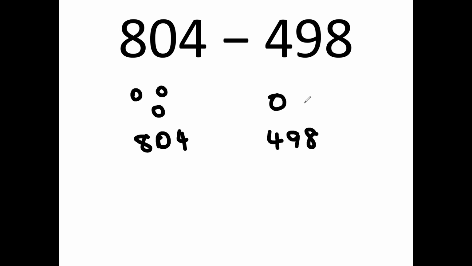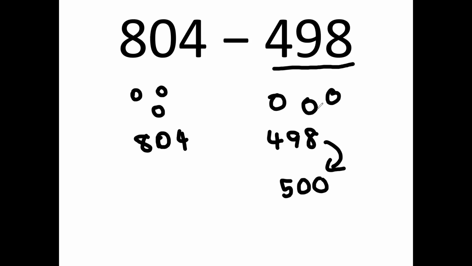Let's pretend we have two piles of balls. 804 balls here and 498 balls here. Now, we realize that 498 is awfully close to a number that is really easy to subtract, which is 500. We can make this 500, right? By adding two balls to this pile.